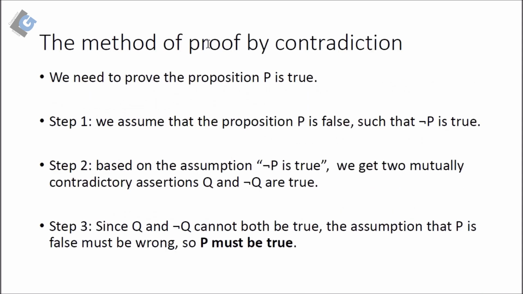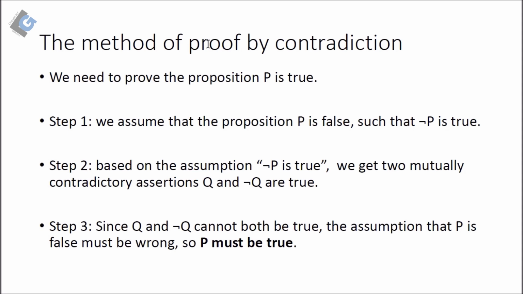So let me explain how to use this method. Suppose you need to prove the proposition P is true. The first step, you need to assume the proposition P is false, which is what you wanted to prove is not true. So that not P, the proposition not P, is true.